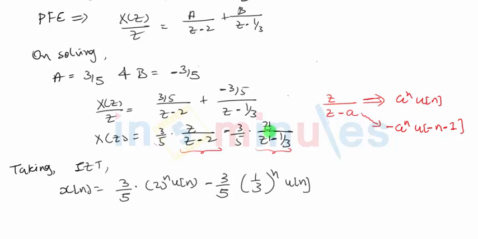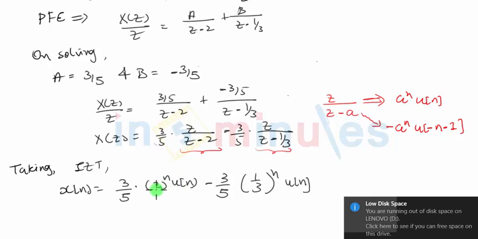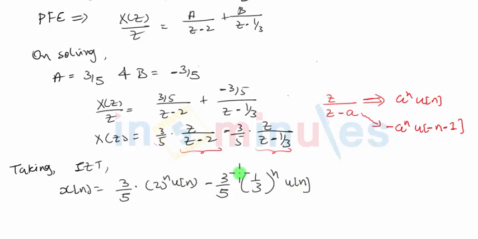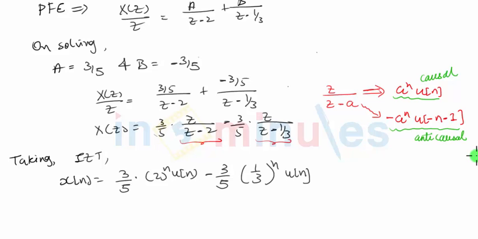When you write the inverse Z transform as a raised to n u of n, you can see that both the signals become causal. When we consider a raised to n u of n as the inverse Z transform, it gives us the causal inverse Z transform. Whereas when I consider minus a raised to n u of minus n minus 1, it obviously gives me an anti-causal inverse Z transform. So it depends on what type of signal you want, and based on that we should choose the inverse Z transform. So when I take both the inverse Z transforms as 2 raised to n u of n and 1 by 3 raised to n u of n, this is possible when I assume both of them to be causal.